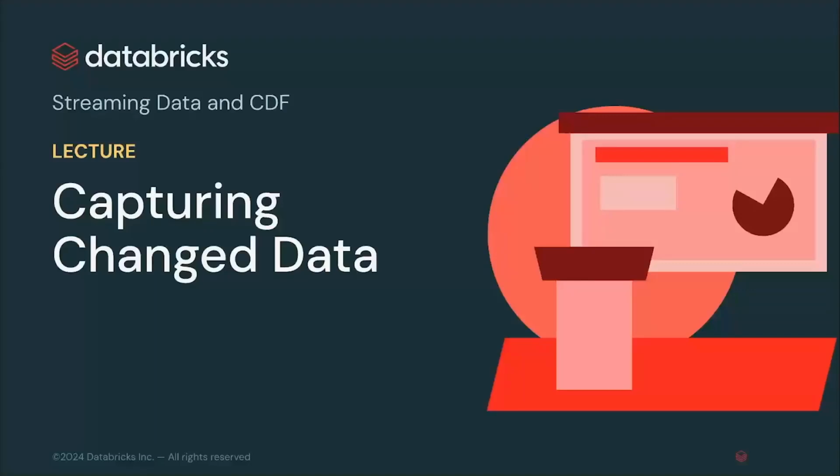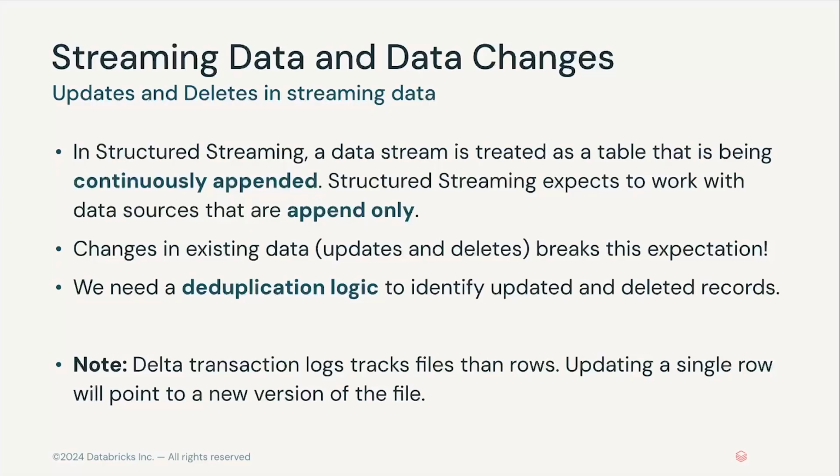In structured streaming, stream data is unbounded, and it is treated as a continuously appended table while supporting incremental processing. It is expected to work with append-only data sources. This applies to streaming tables in Delta Live Tables, where changes in existing data, such as updates and deletes, break this expectation. We need to add deduplication logic to identify updated and deleted records.